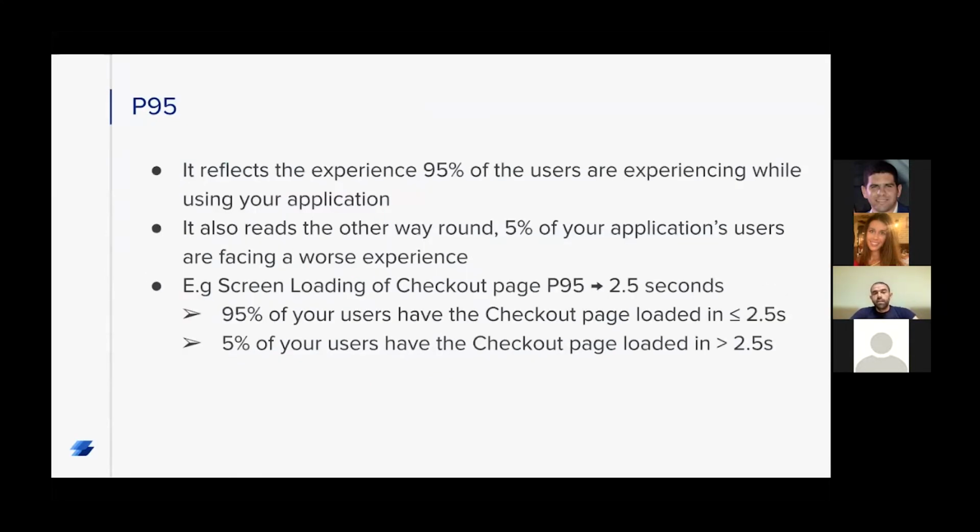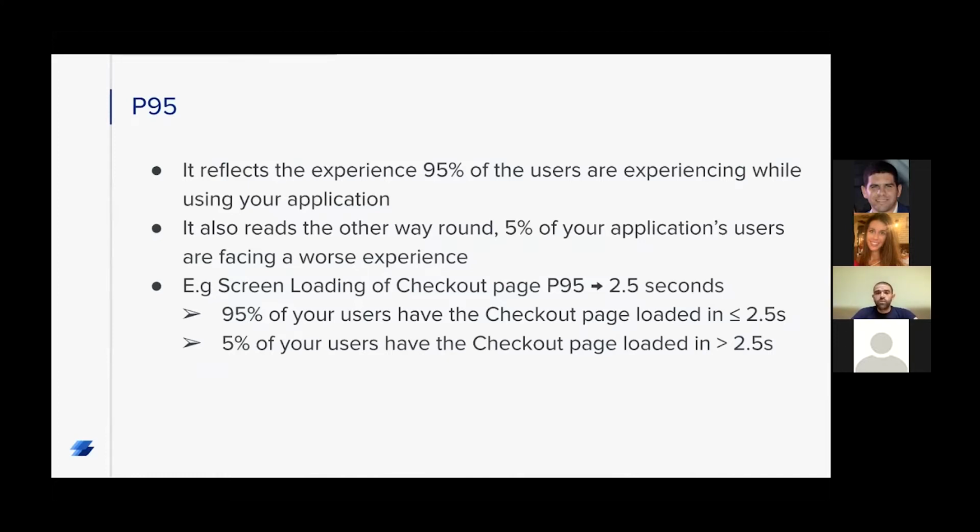The next metric you can get an alert triggered for is P95, and this basically reflects the experience 95% of the users are experiencing while using the app. It also reads the other way around, which is you can also say that only 5% of the users of the application are facing a worse experience than the one denoted by the P95.